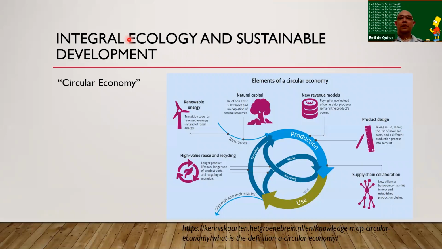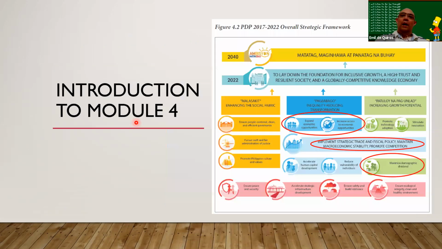It goes around. You renew the resource. All right, no questions so far. So that ends Module 3. I can answer questions if you have any, no? Before we move on to a short introduction to Module 4.